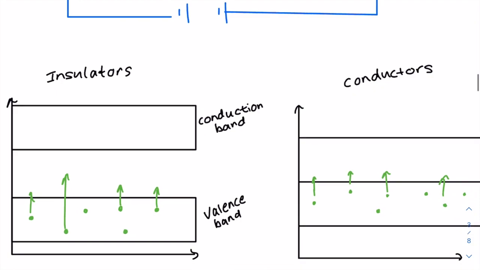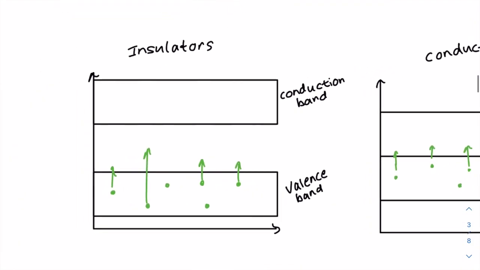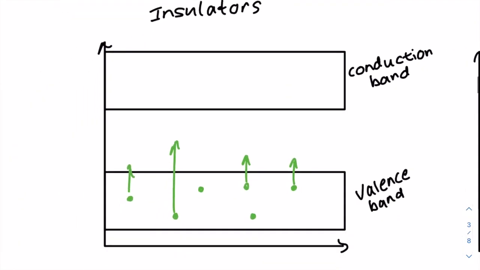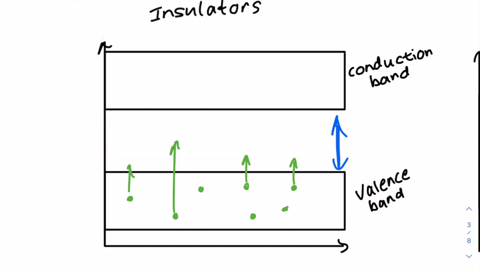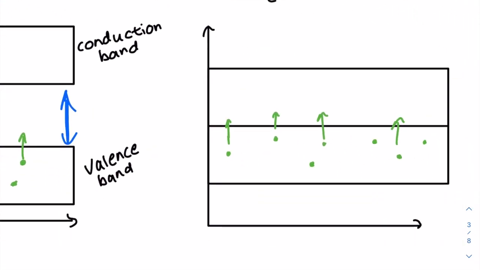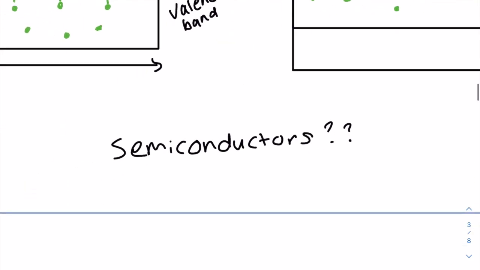So if we look at it graphically, you have insulators here who have a large band gap between the valence band and the conduction band. So these electrons that are down here require a lot of energy to jump up into the conduction band. So this is what we mean by band gap. Whereas conductors have a very small band gap, so it really doesn't require much energy for them to jump up into the conduction band. So what's the case then with semiconductors?